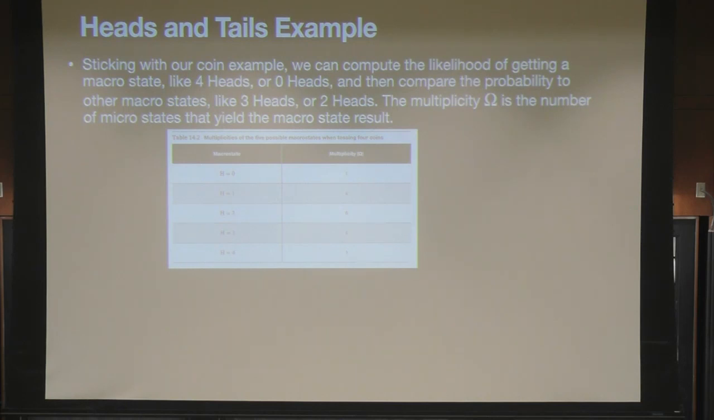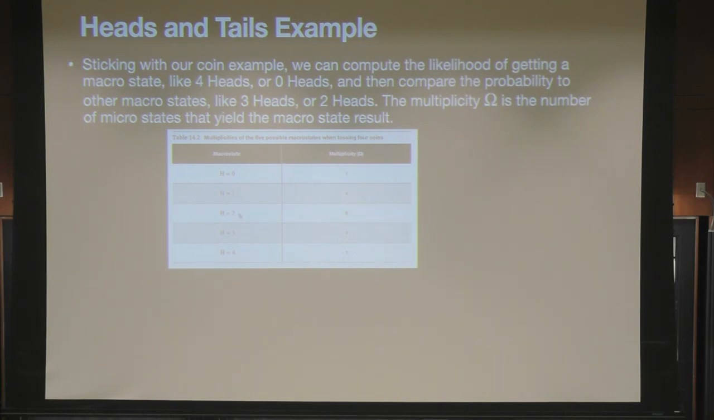Okay, but let's stick with the coin example for a little bit longer. We can compute the likelihood of getting a macro state like 4 heads or 0 heads, and then compare the probability to other macro states like 3 heads or 2 heads. The multiplicity omega is the number of microstates that yield the macro state result. So what's the multiplicity for heads equal to 0, no heads? 1. What's the multiplicity for all heads? 1. There's only one microstate in both of these cases that gives me this result.